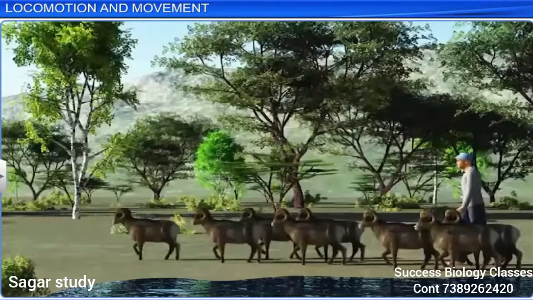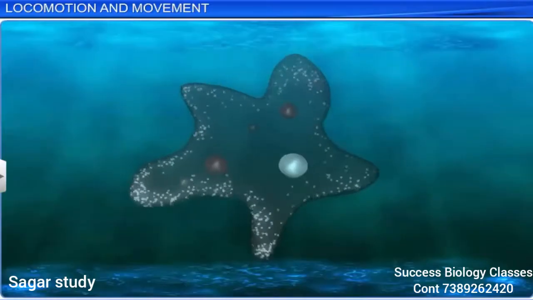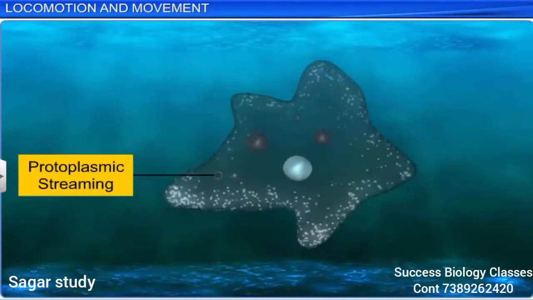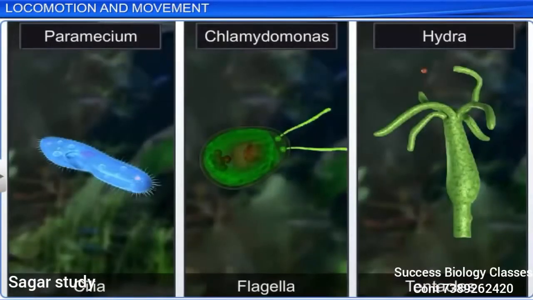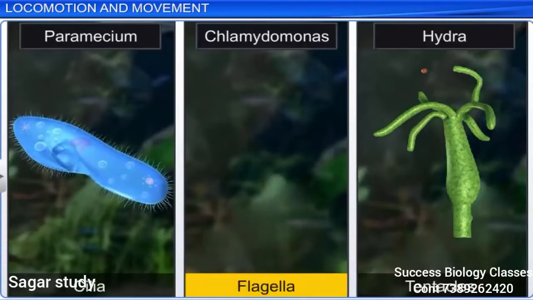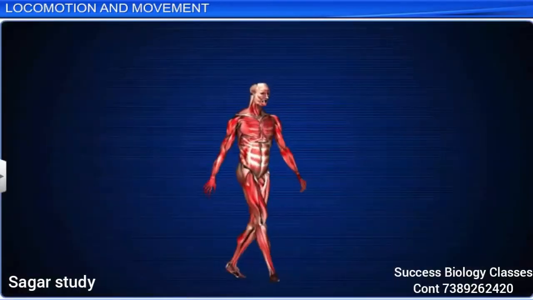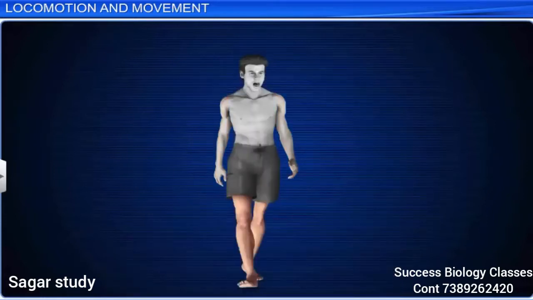However, movement in plants is different from that in animals. The simplest form of movement is protoplasmic streaming, as seen in unicellular organisms like the amoeba. Some organisms show movement of cilia, flagella, and tentacles, while many others are able to move their eyelids, tongue, jaws, hands, and legs.